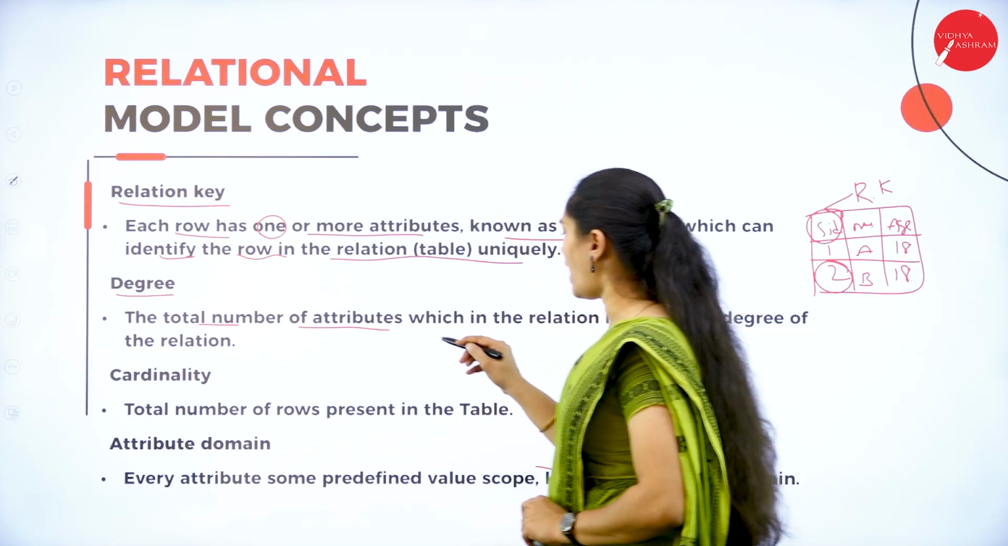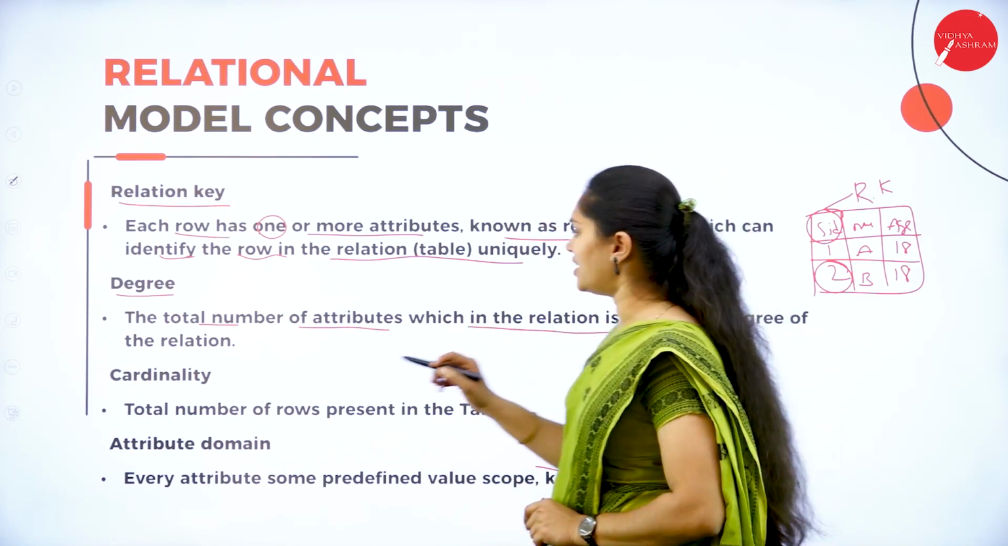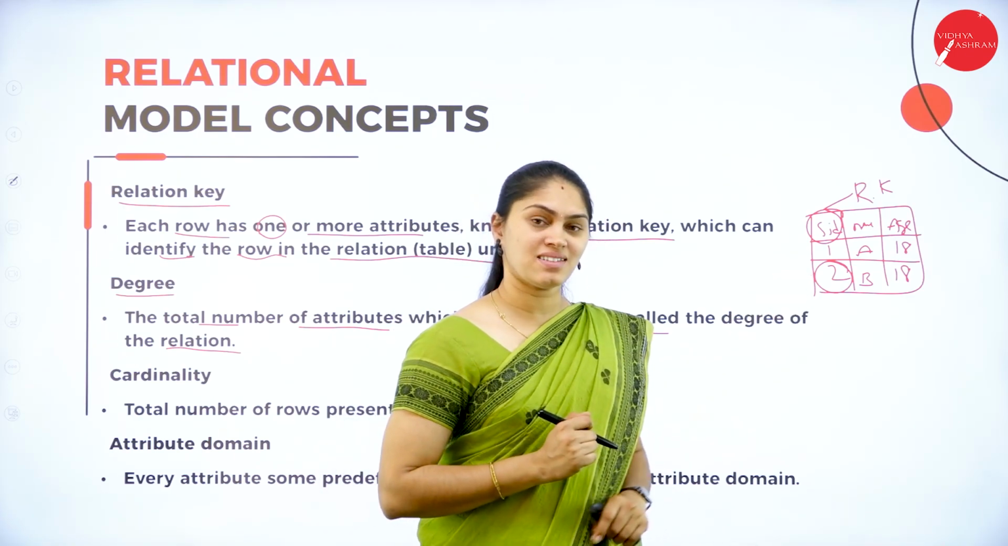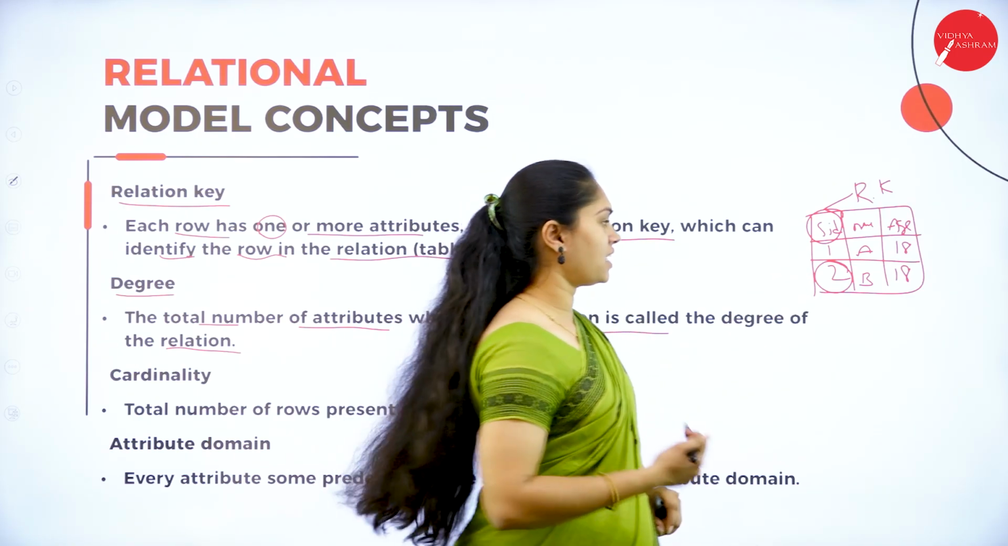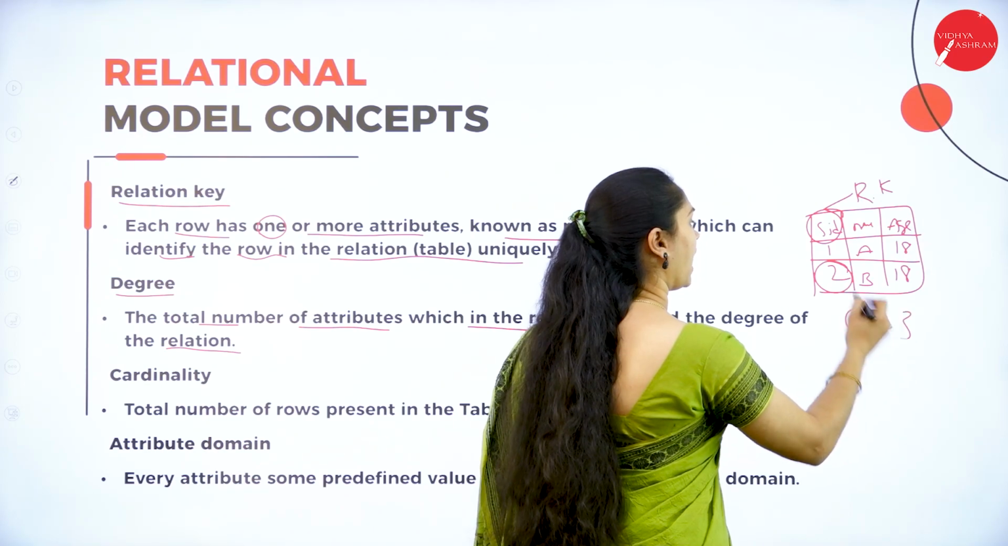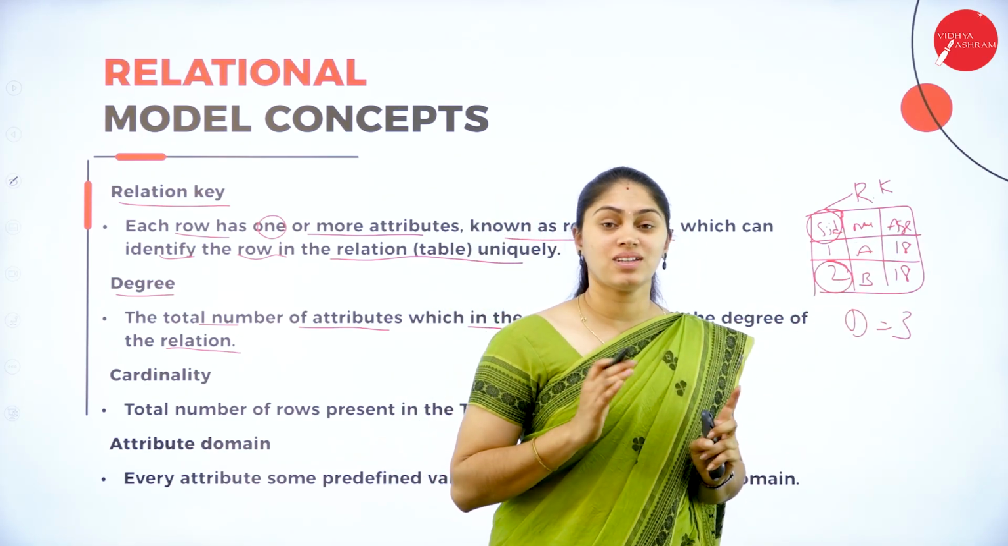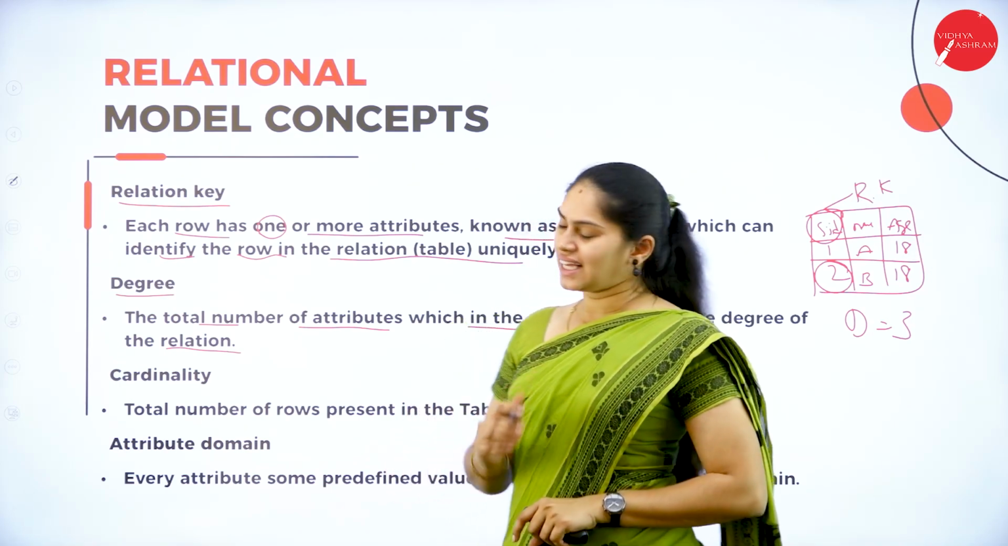The total number of attributes in the relation is called the degree of the relation. Then what is the degree of relation in this table called student? That is 3. Why? Because I have 3 columns: student ID, name as well as the age. This is what specifies the degree of a table.